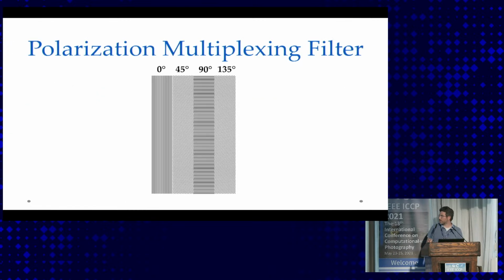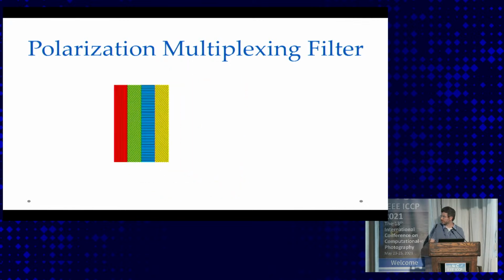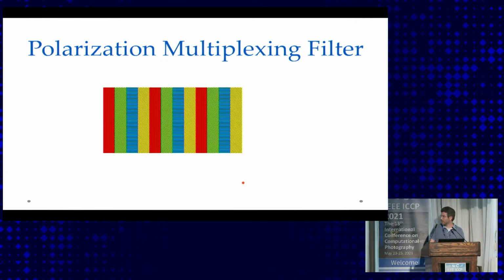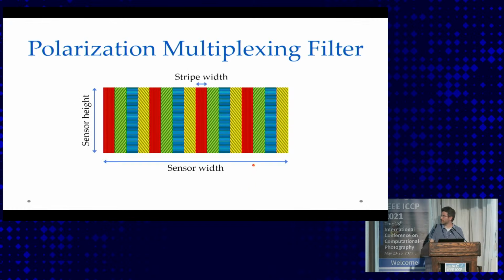The filter is actually very, very simple. This is one period of it. We take simple stripes of polarizers at 0, 45, 90, and 135 degrees, and we just replicate this period on the sensor. The actual trade-off here is the stripe width. As the stripe width is smaller, we get better sampling, but it's more complex for fabrication.